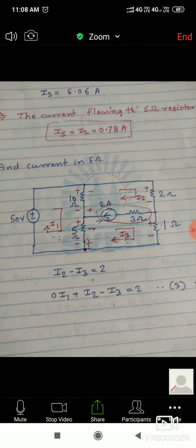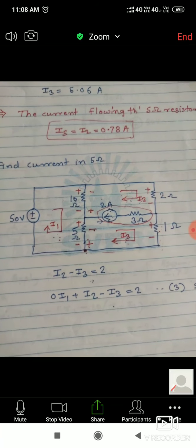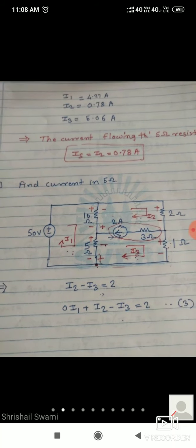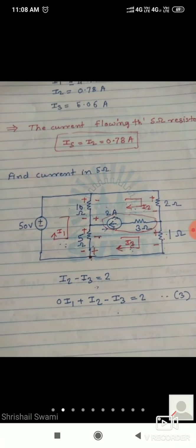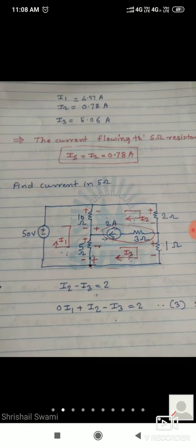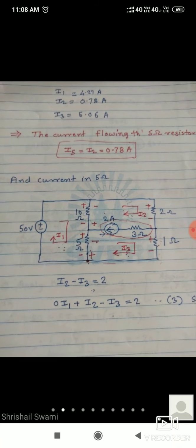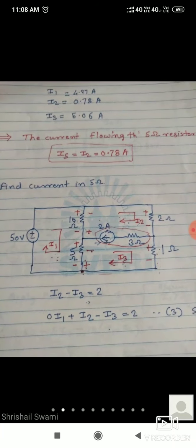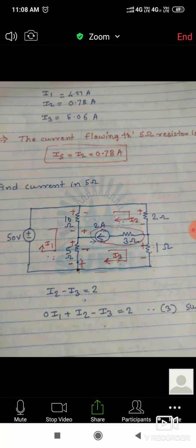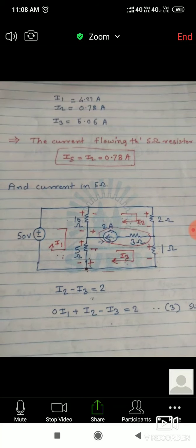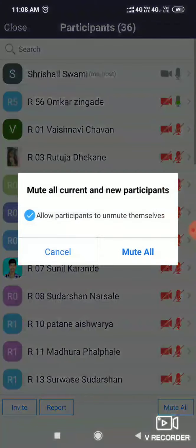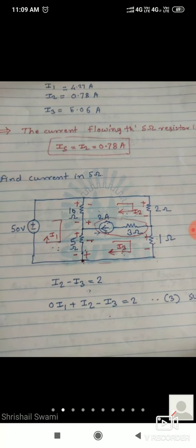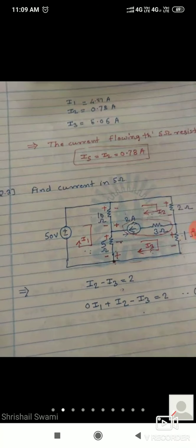I already gave the hint also. So how many of you solved this problem? I don't know. If anyone solved, can you tell the answer, that is, find the current in 5 ohm? Anyone? Anyone? No one. No one has solved. Okay. Now we'll continue this same problem.